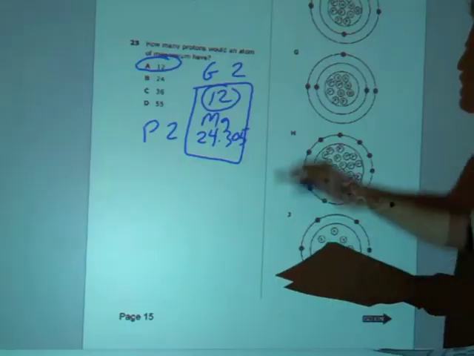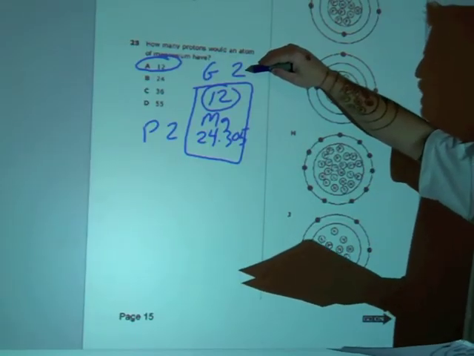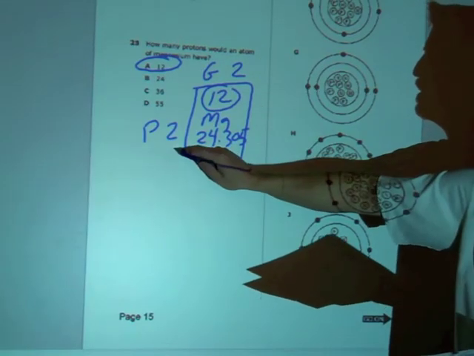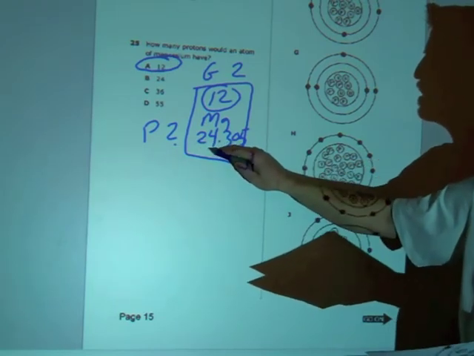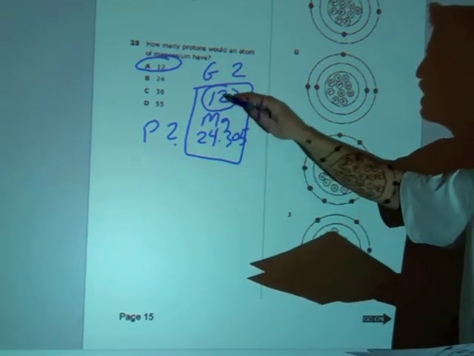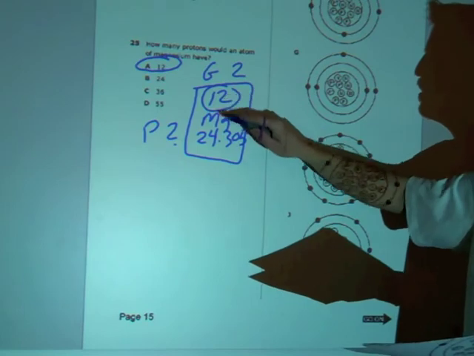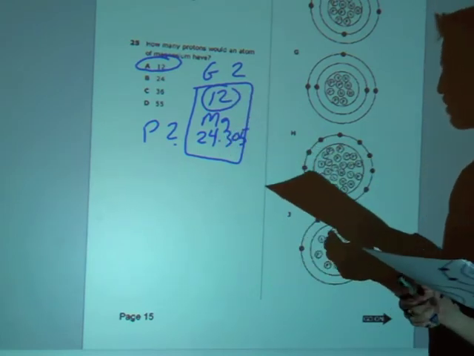Okay. This number, remember, the 2 tells me how many valence electrons. This one tells me how many rings. This one tells me the nucleus, so if I want to find neutrons, I round this number, subtract that number, and I get neutrons, okay?